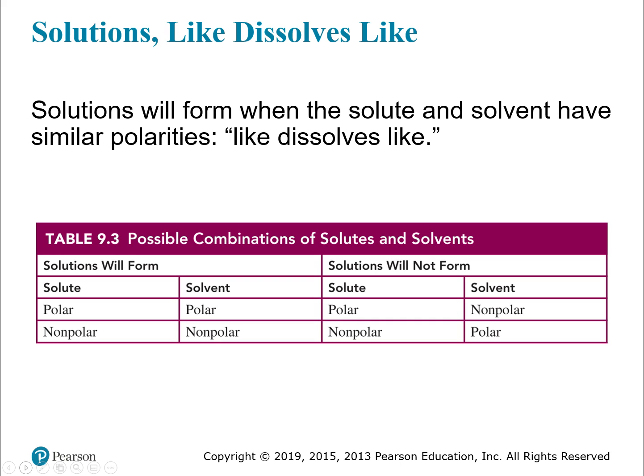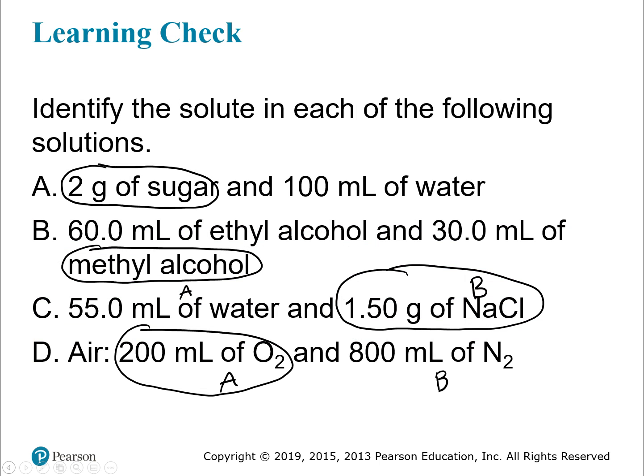So how do we know that 55 milliliters is greater than 1.5 grams? Going back for just a second, if you think about it, the density of water is 1 gram per milliliter. So 55 milliliters of water should weigh around 55 grams. You can also think about just the sheer size of 55 milliliters versus 1.5 grams of salt. 1.5 grams is pretty small.